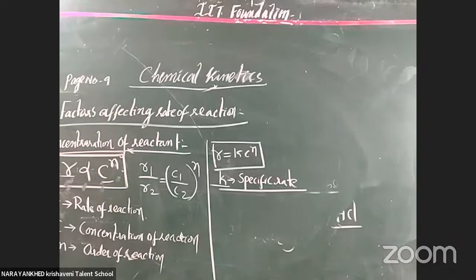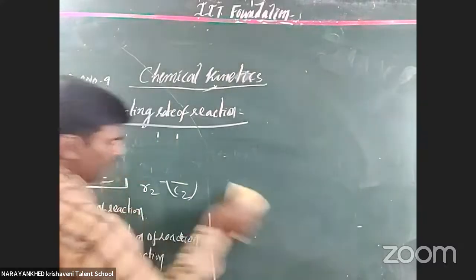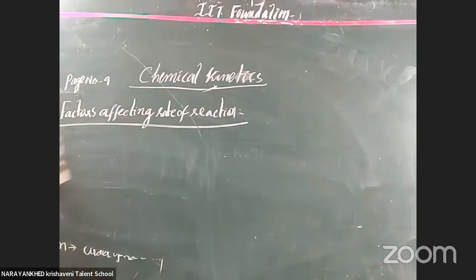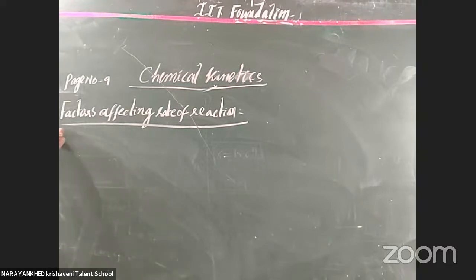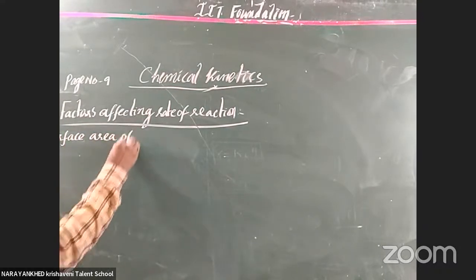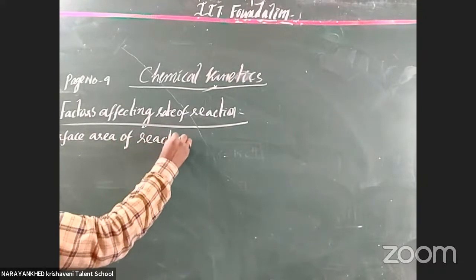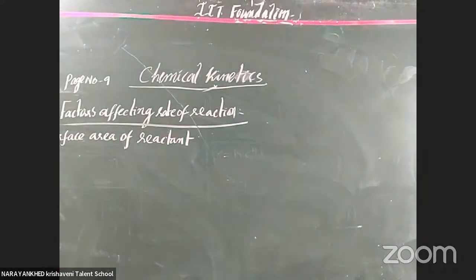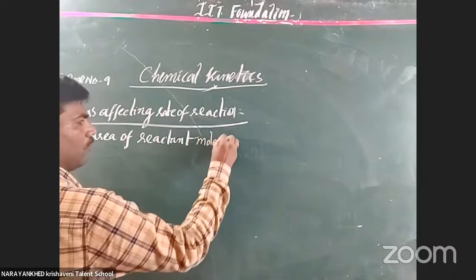One more factor. The factors affecting the rate of reaction. This was about concentration. Next, you have one more component. What is this? Surface area of reactant molecules. The next component is the surface area of reactant molecule.